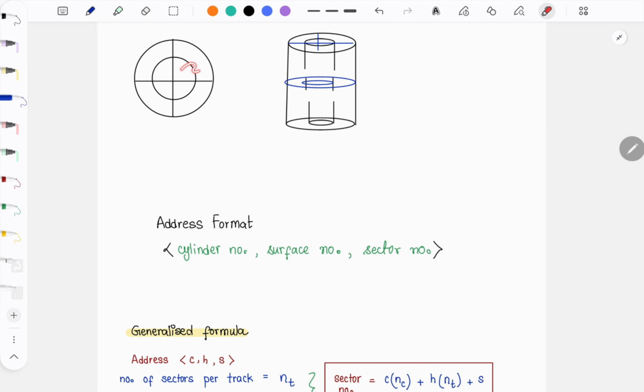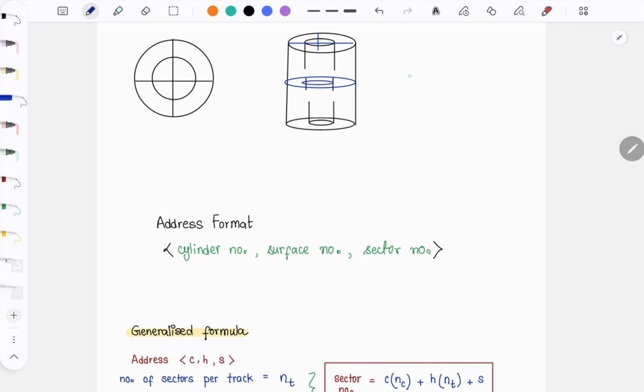Now for simplicity, again I have taken one platter which has two tracks, 1 and 2, and each track has four segments. So this platter on one surface has four sectors, sorry, 4 into 2, 8 sectors. Therefore for each platter we will get 8 into 2, 16 sectors.